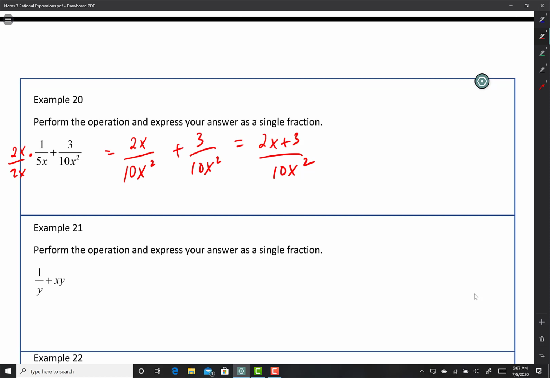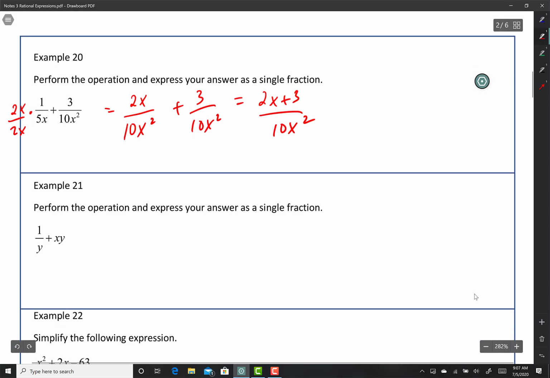I do not know why I said 2x times 5x was 5x squared. My apologies. My bad. I hope no one's mad there.